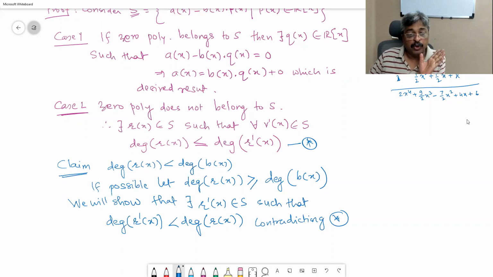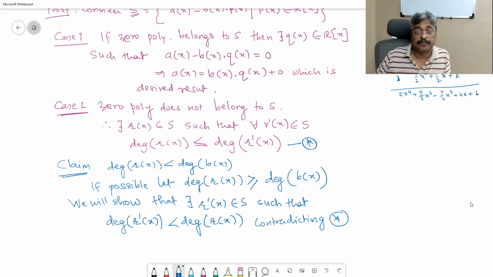Okay, so we will have to show that if degree of r of x is greater than or equal to degree of b of x, then there will exist another polynomial r dash of x whose degree is going to be smaller than degree of r of x, contradicting this statement, because by well ordering principle we have said that there will exist r of x whose degree is going to be minimum. There will exist, I mean unique or not we are not saying, but it will exist r of x whose degree is going to be minimum. Okay, so if we show degree of r dash of x is less than degree of r of x, we will contradict.